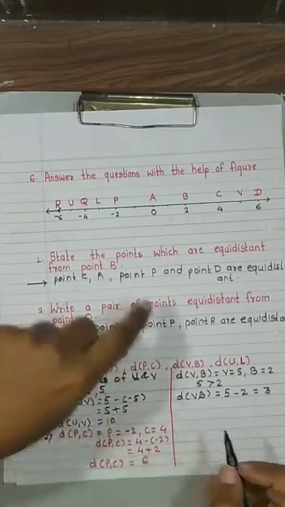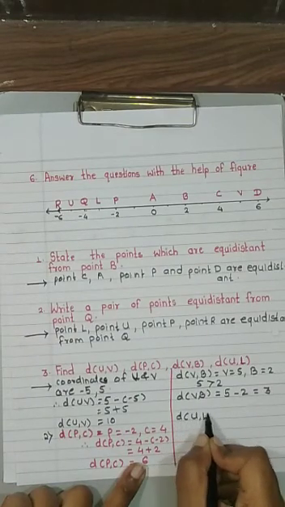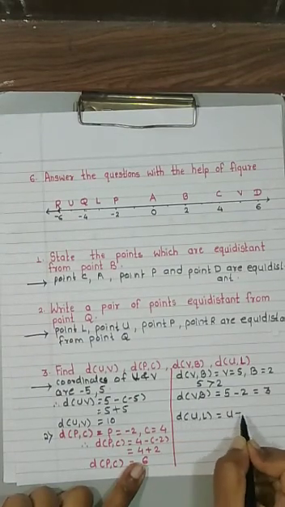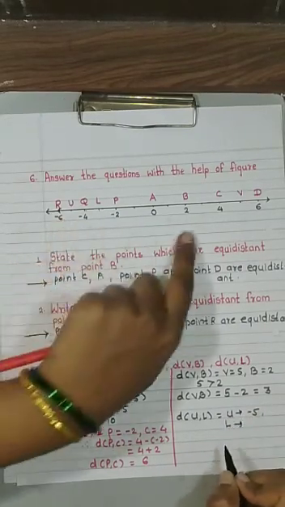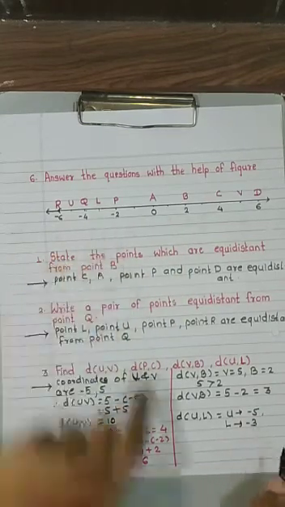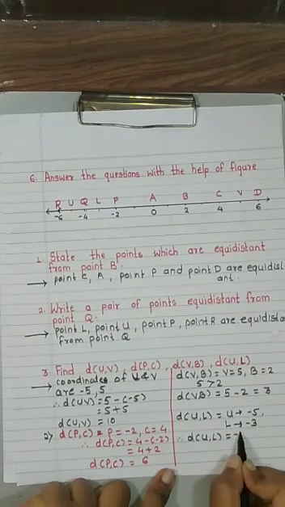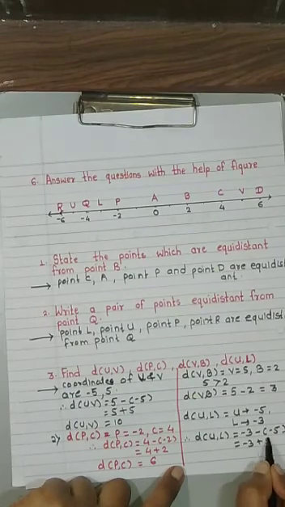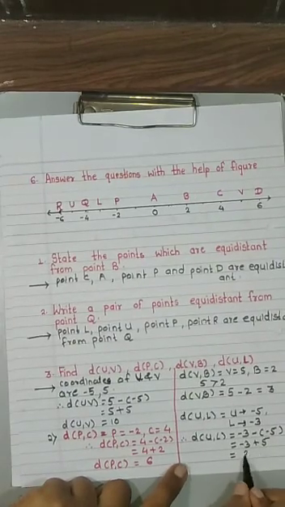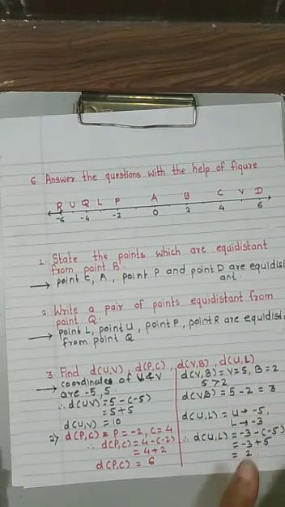Now last one, that is distance UL. You know that U is -5. L is -3. Now -3 is greater than -5, therefore -3 minus -5, that is -3 plus 5, which is 2. Now here is the end of practice set 1.2.